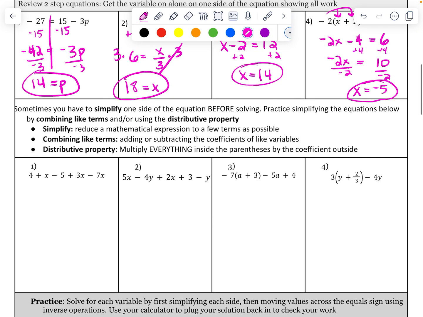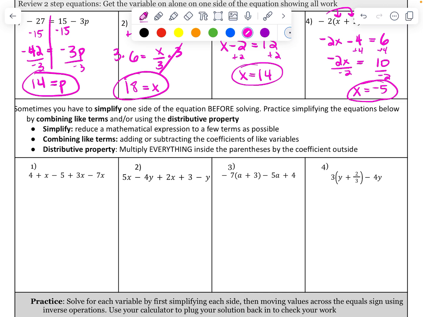We're cool. Now, we're going to do a couple more steps today. But first, sometimes you have to simplify one side of the equation before you solve. So we're going to practice simplifying the equations by either combining like terms or using the distributive property. Just so you know, simplify: reduce a mathematical expression to as few terms as possible. Combining like terms: adding, subtracting coefficients of like variables. Distributive: multiplying everything inside the parentheses by the coefficient outside.